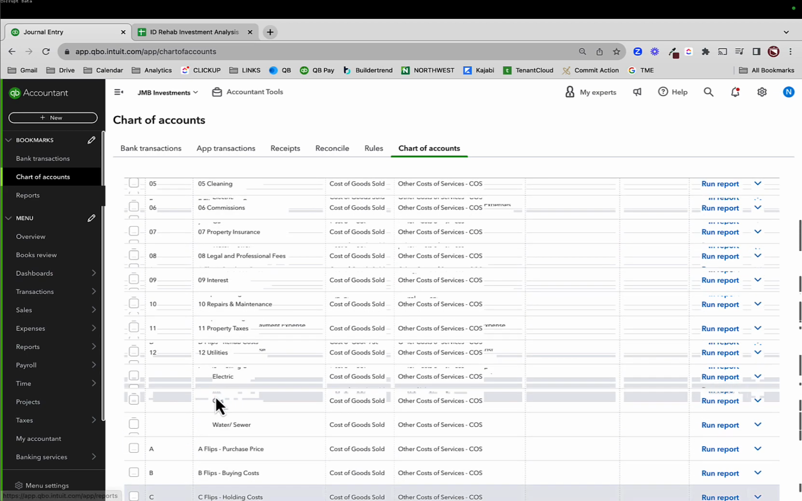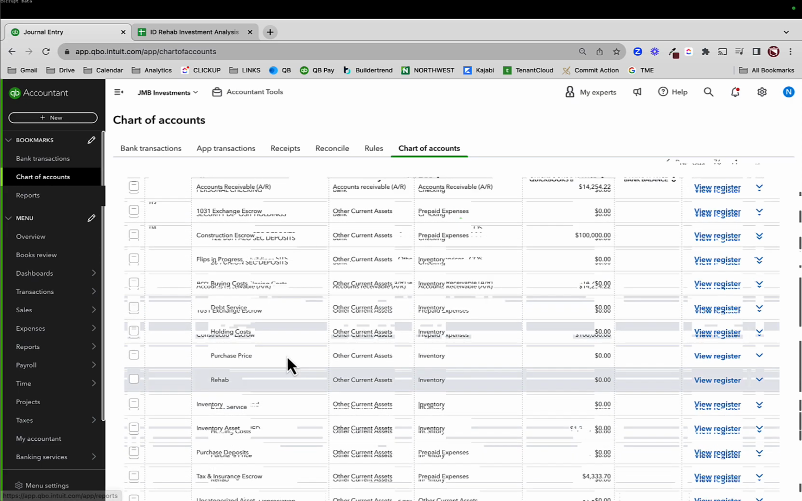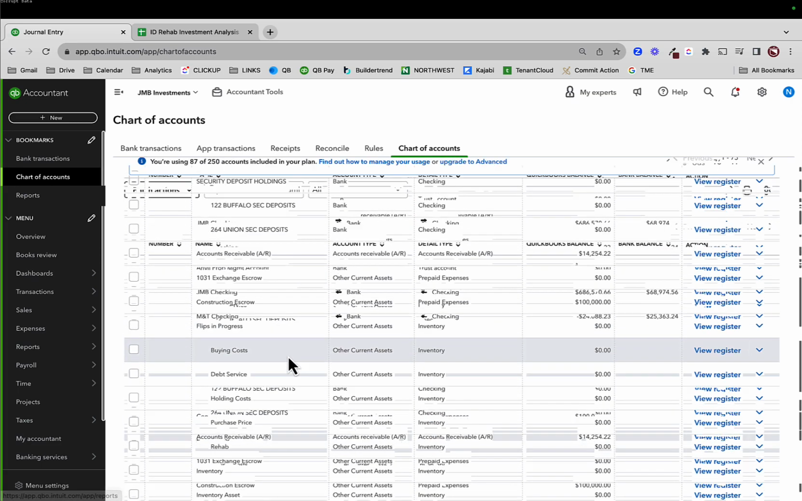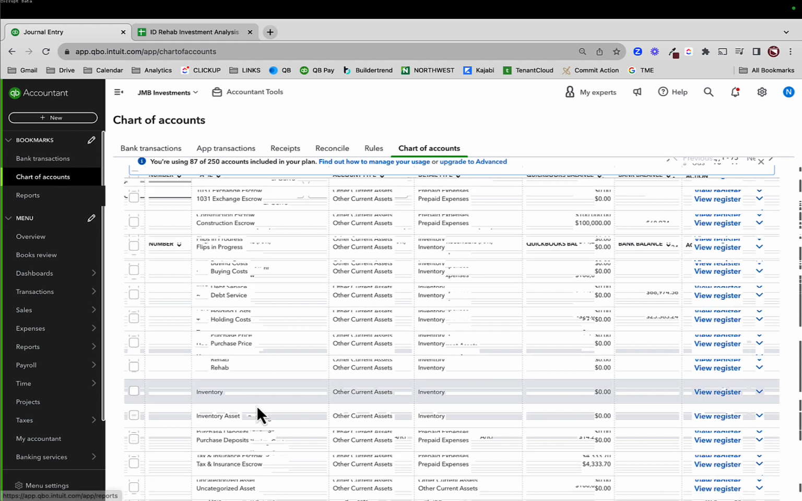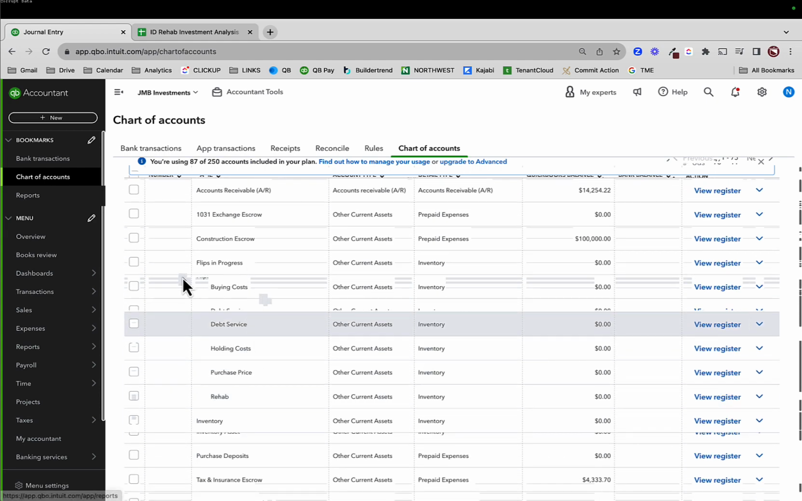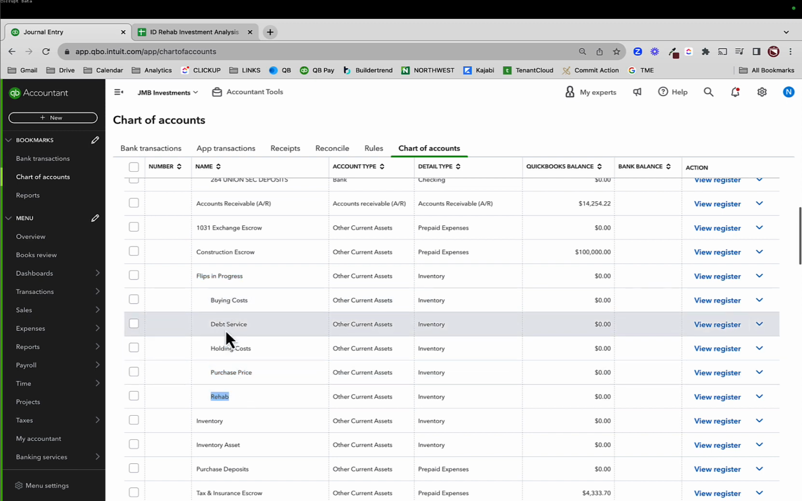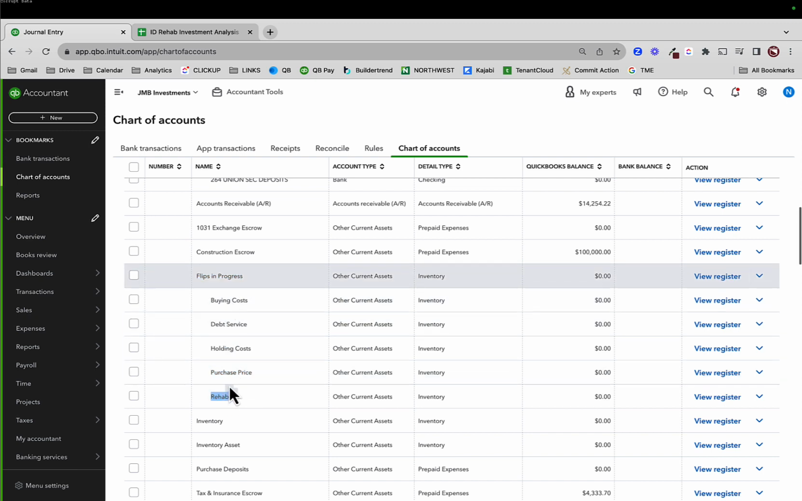Now, I have the balance sheet accounts ready as well. I'm not going to use those yet, but let's just talk about them. Those are going to show up in inventory. I want to create an inventory asset, and I can call it flips in progress, and then pretty much mirroring accounts for my buying costs, my debt service, my holding costs, purchase price, and rehab there as well. So those are mirroring accounts, pretty much one for one. Whatever I have in cost of goods sold, I'm going to have here.